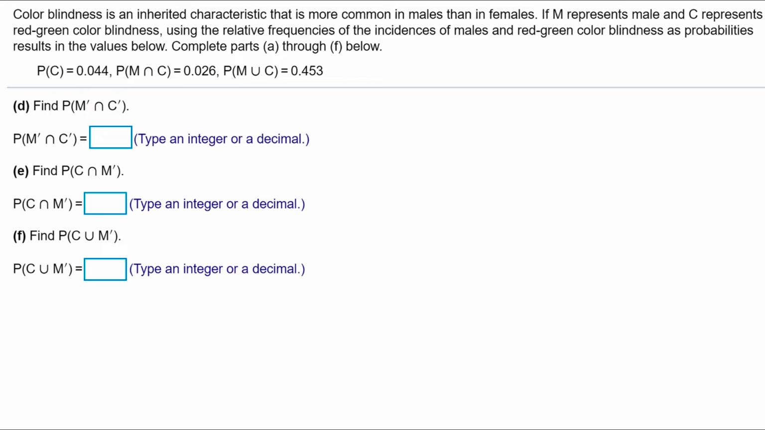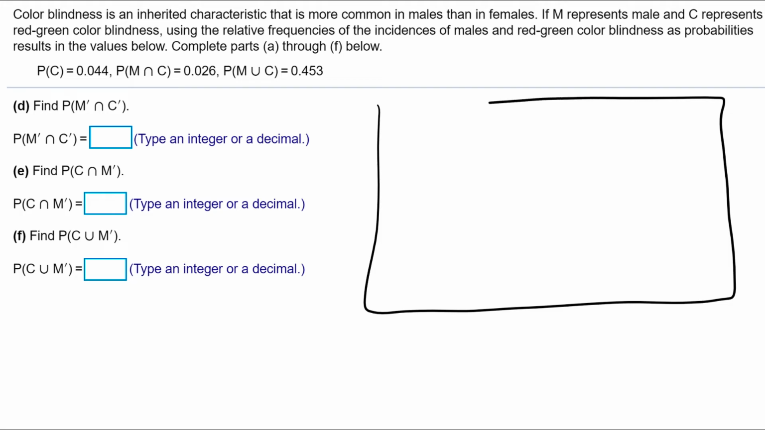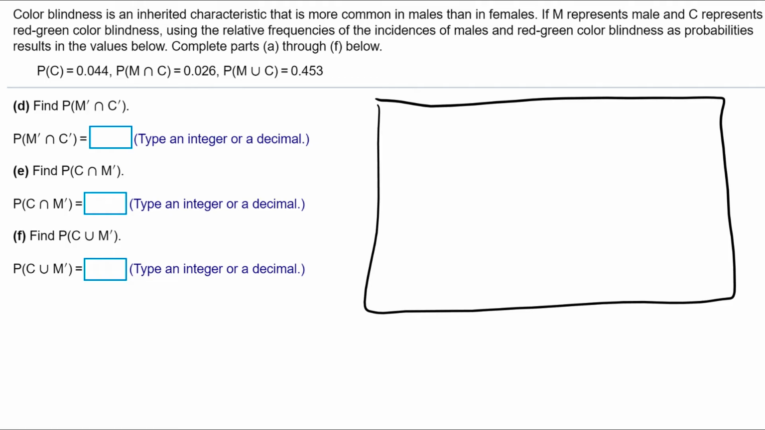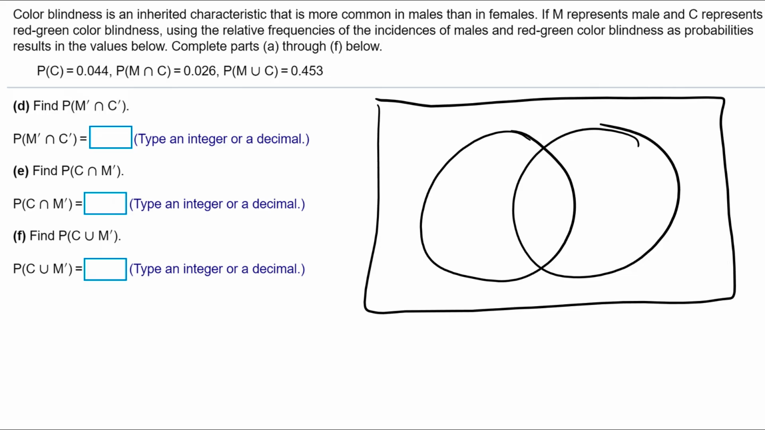So anytime you see intersections and unions, chances are you're going to be drawing a Venn diagram, unless you have more than 3 sets. In the example of our table earlier, we needed a table instead of a Venn diagram. But here we just have 2 sets, M and C. So let's go ahead and draw our Venn diagram. So we'll label the first one C and the second one M. We'll label the regions, region 1, region 2, region 3, and region 4. All right, so we're told the intersection is 0.026, so that's region 2.